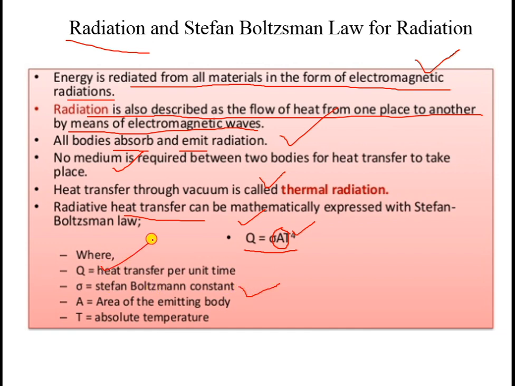So Q is the heat transfer per unit time, sigma is the Stefan-Boltzmann constant, A is the area of the emitting body, and T is the absolute temperature.